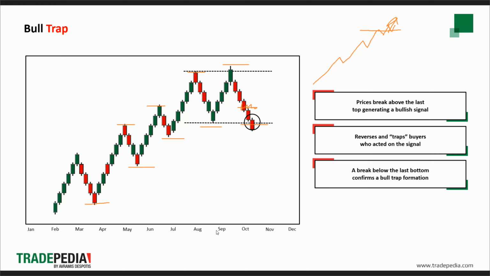So over here, in the slides, it says the same target measuring techniques apply. Basically, you take the high to the lowest point, and then you project it one time from the point of breakout. And there you have the take profit target of the bull trap. Any questions on the bull trap?